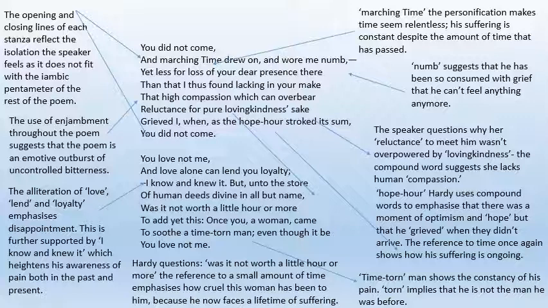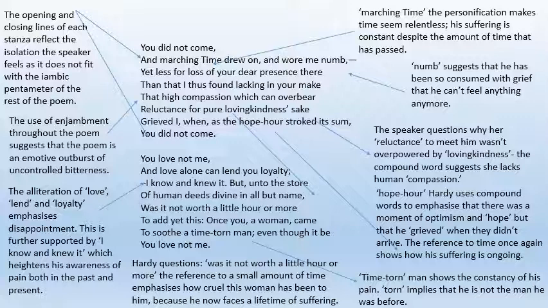Right, now here we are. Here are my annotations. So you are going to copy these in. We're going to go from top left, across to the right, and then round clockwise. So the opening and closing lines of each stanza reflect the isolation of the speaker and feel as though they do not fit with the iambic pentameter of the rest of the poem. Make sure you link up these annotations with where the arrows point.